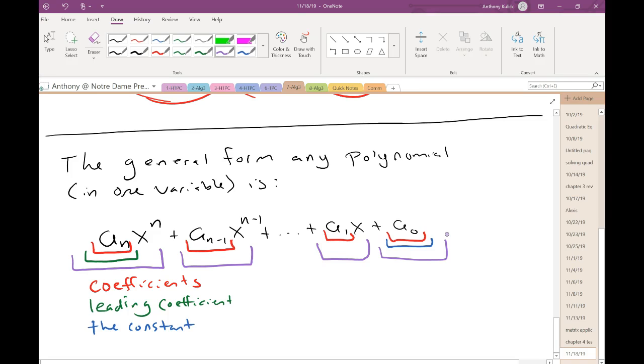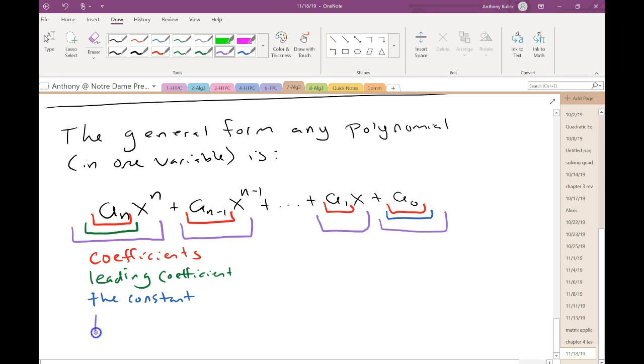Now, if we look at each one of these pieces, these are called terms. So how many terms would this polynomial have that I've just written? This is actually kind of a tricky question. Well, keep in mind there's a dot, dot, dot in the middle. There's n plus 1 of them. How do I know that?